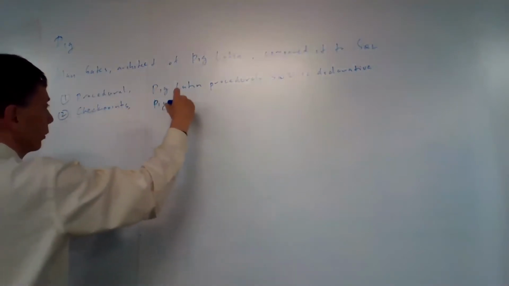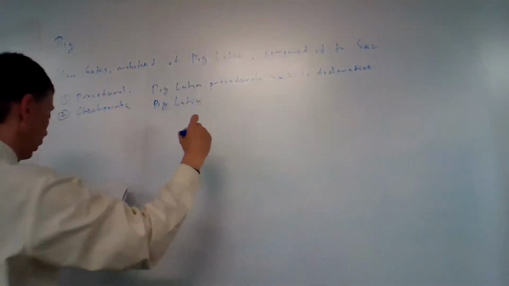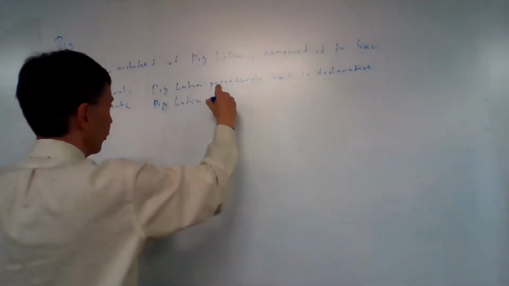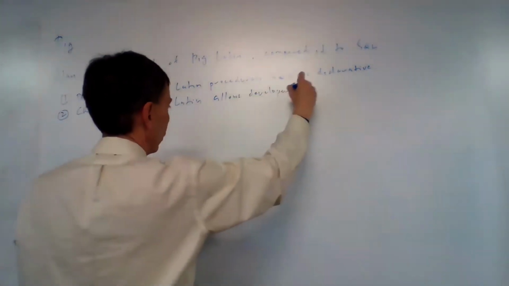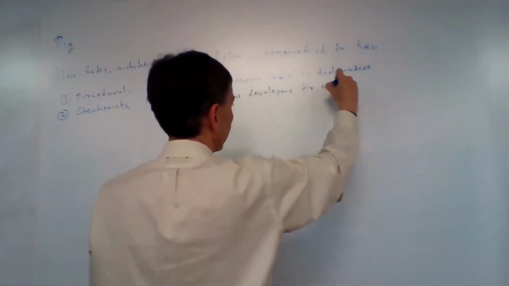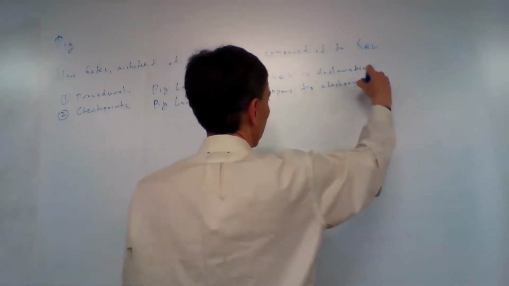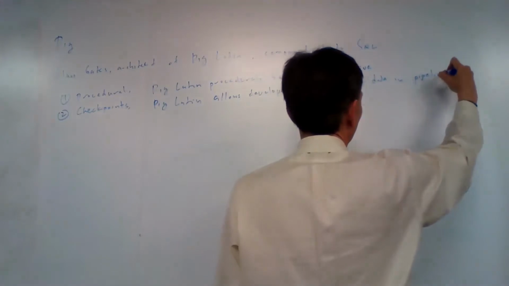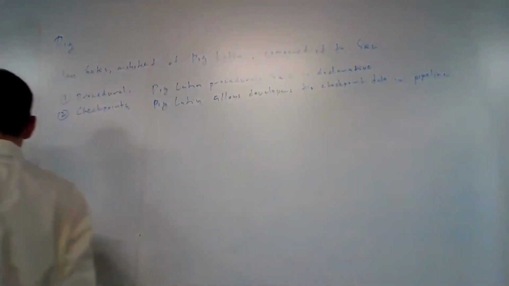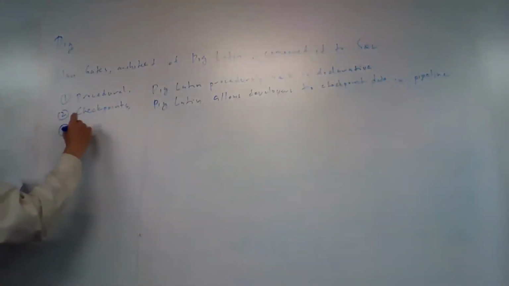There's checkpoints. Pig Latin allows developers to checkpoint data in the pipeline. So as you're executing the various commands, you can put in checkpoints to make sure things are happening the way you expect them to.